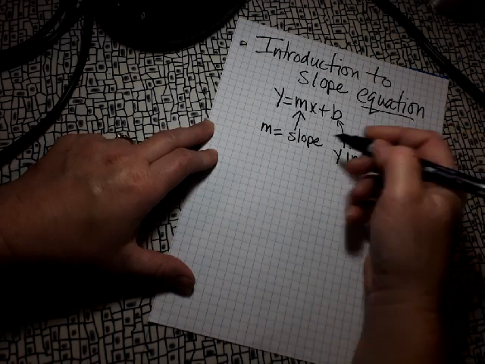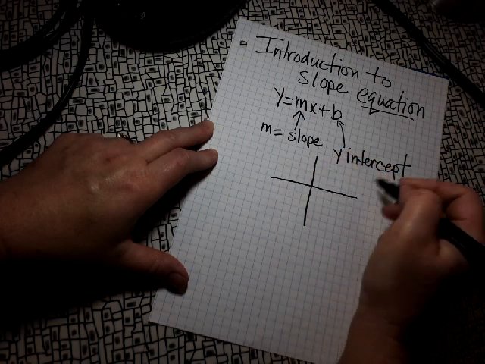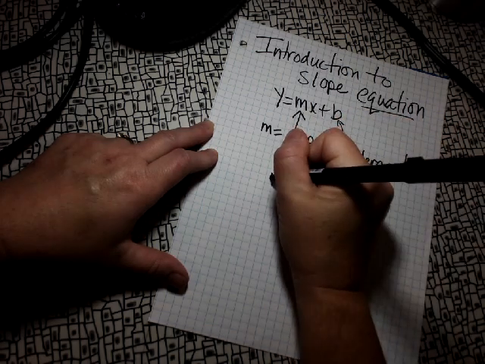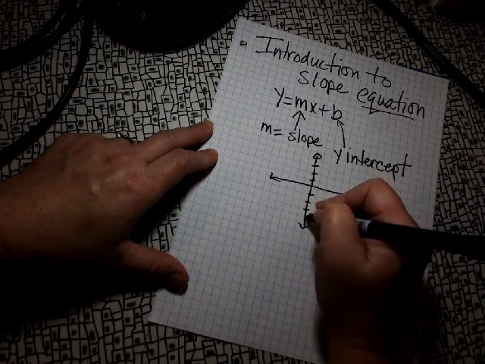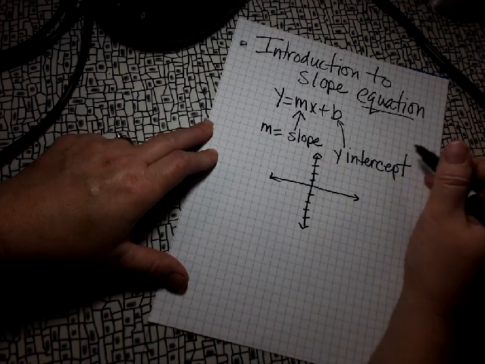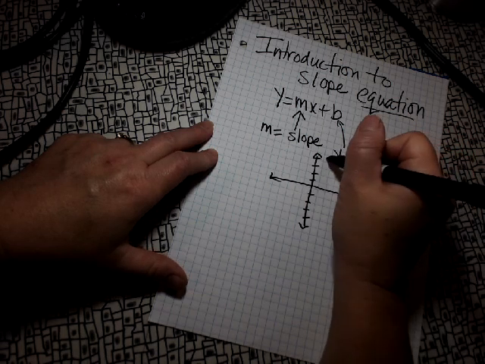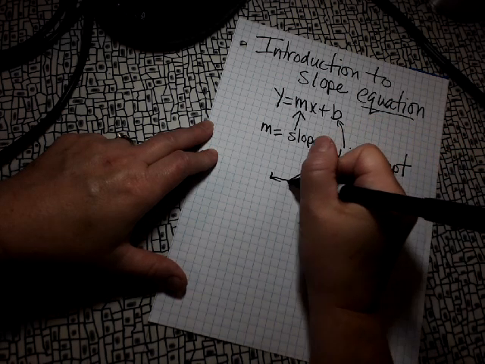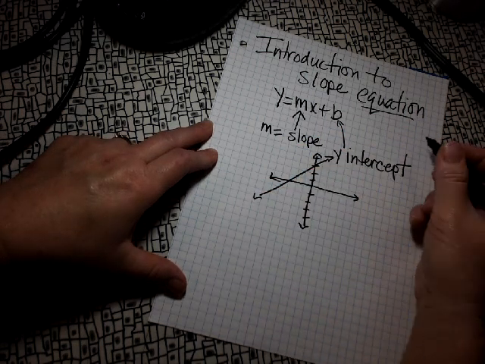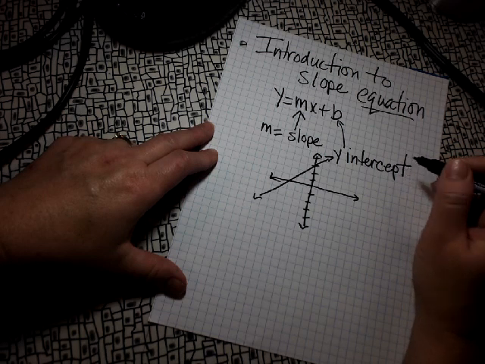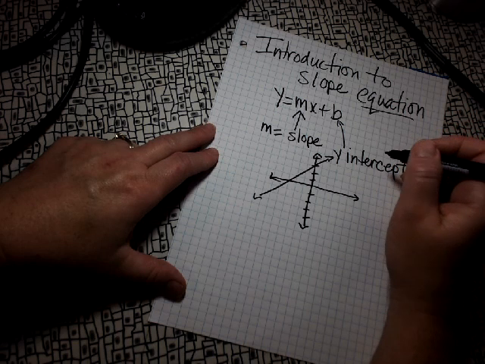Okay, so let's look at a visual. Let me draw a little wobbly graph, and let's put a few lines here. The y-intercept is where the line crosses over. So there's a line on my graph, and the y-intercept is where it crosses the y-axis.